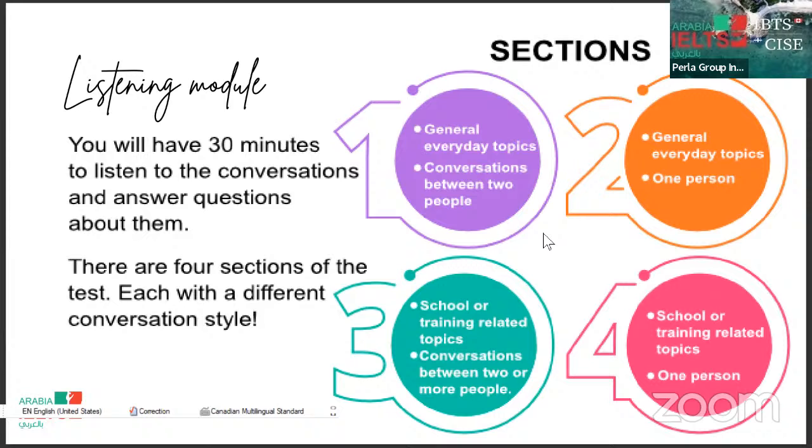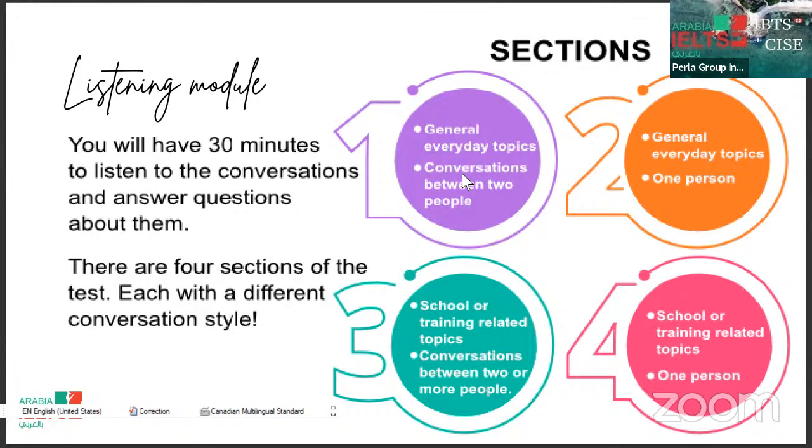So the first section, or the first module, is your listening module. The listening module has 30 minutes as the examination part, and then you have 10 minutes to transfer. In the 30 minutes, you will have to listen to different types of recordings. The first one, as you can see right here, is about a general and an everyday topic. And you will listen to a conversation between 2 people, right? So it's going to be a very casual type of situation.